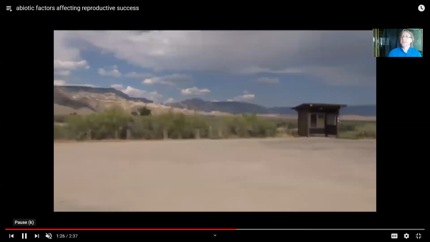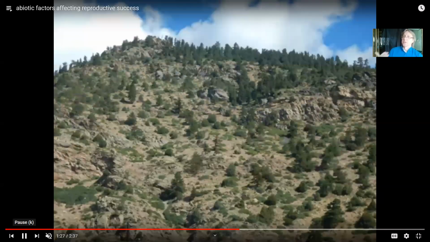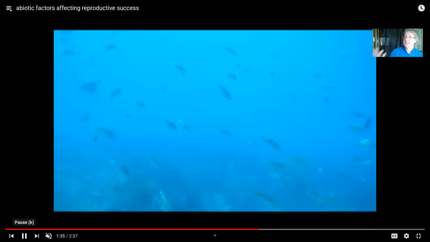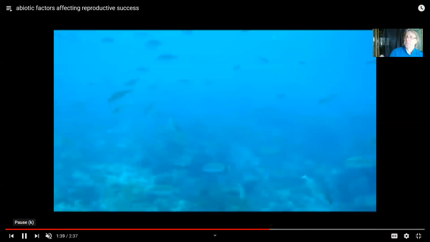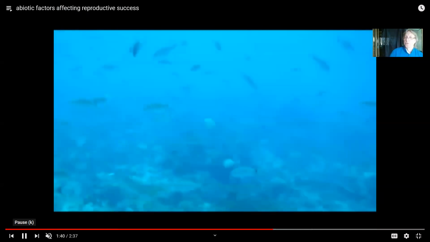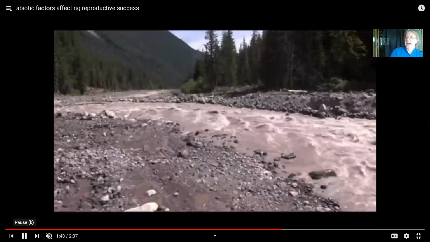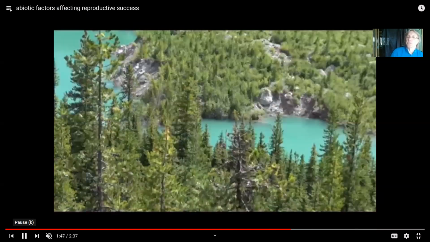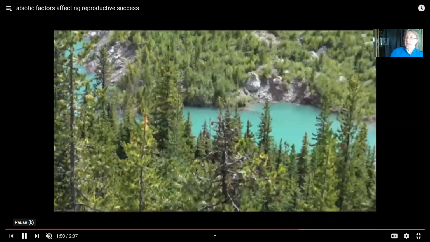So notice all of these things can affect an organism. So how successful an organism is, whether it's able to live or not, can be affected by temperature, by the amount of sunlight, by the amount of flooding, by the pH of the water, the nutrients in the soil, etc. And none of these involve other living things. So these are what are referred to as abiotic factors.